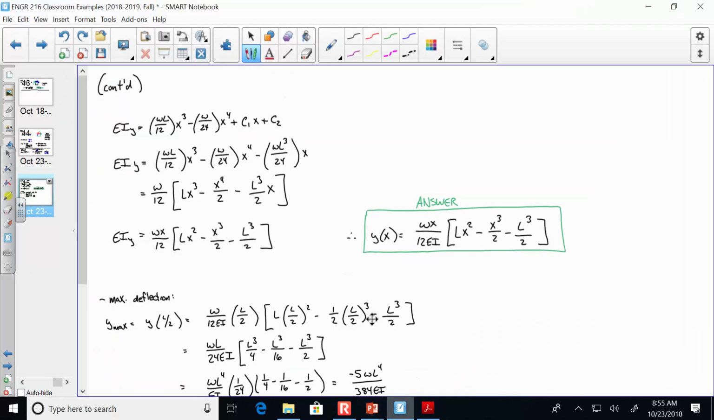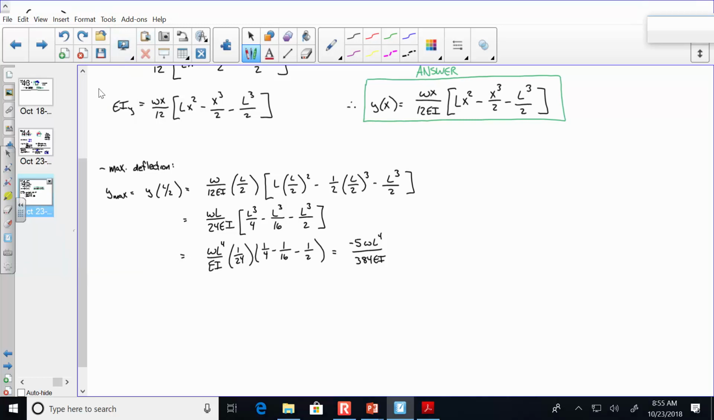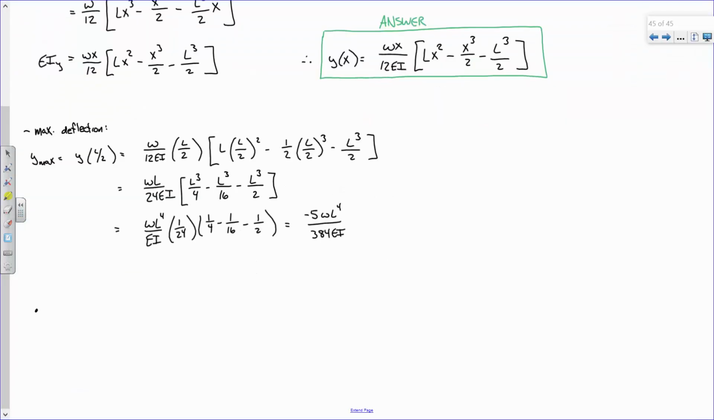So what I can do is this. Therefore, for our beam, Y max is, here's what I'm going to do. Minus 5 times our W. Our W is 2 kips per foot. Our L is, in this case, 30 feet, so that's 30 to the 4th over 384 times E, which is 29,000, times I, which is 1,500.